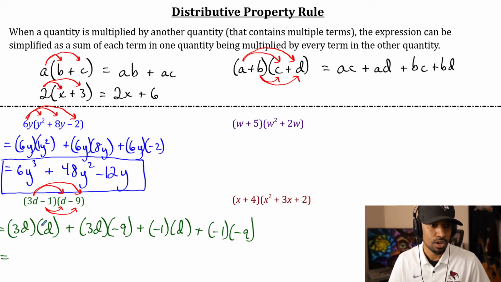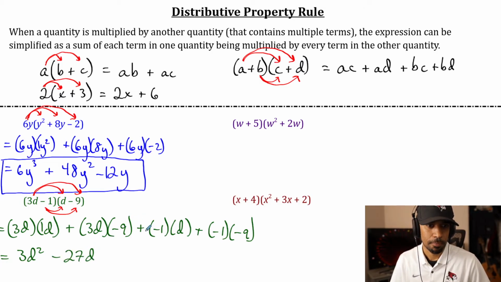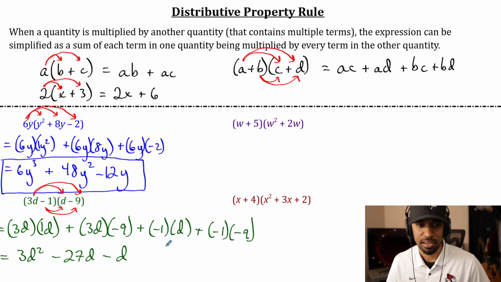3d times d, remember that's 3 times 1, which is 3. D times d is d squared. Plus 3 times negative 9, that's negative 27. And then there's a d left over. Plus negative 1 times d, that's negative 1d. I'll just put minus d, see if you can remember that. Plus negative 1 times negative 9. Negative times a negative is a positive. 1 times 9 is 9. So I get plus 9.